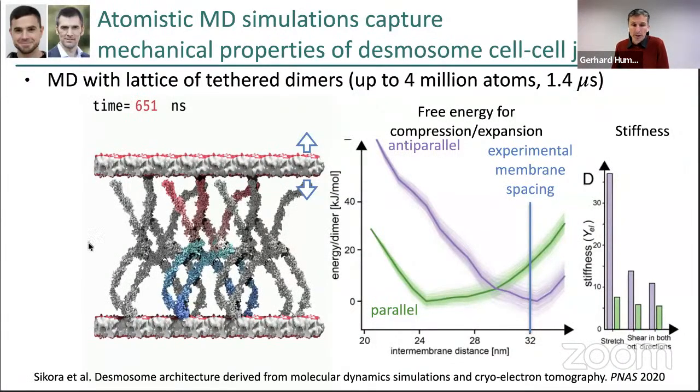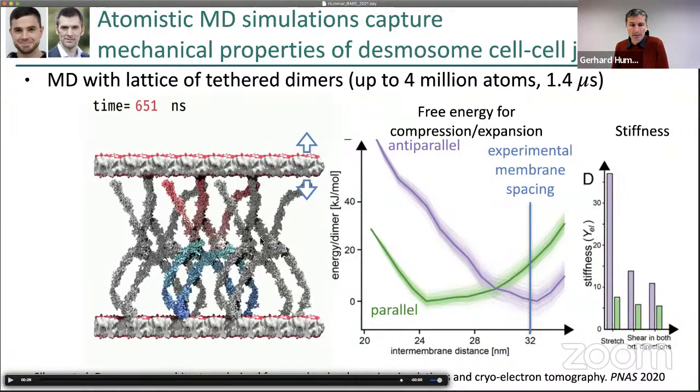And what we could explain, this is work of Matt Sikora together with Achilleas Frangakis, who did the cryo-EM tomography experiments and also, of course, contributed much to the modeling of these structures, is that this truss-like interlocked architecture is the key for the superb mechanostability of these cell junctions.